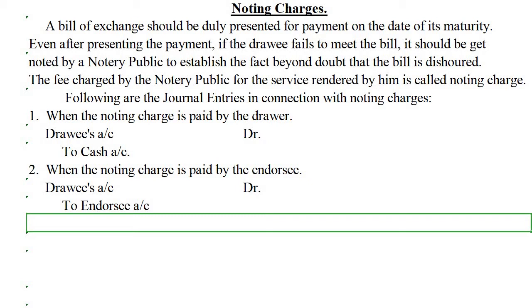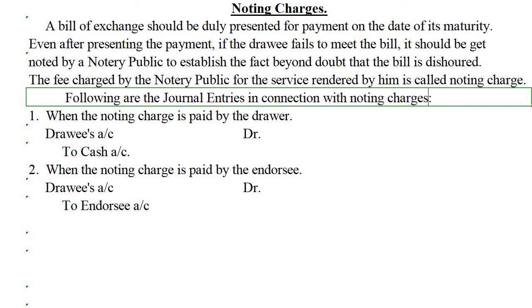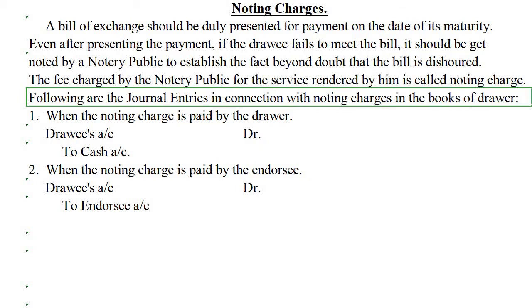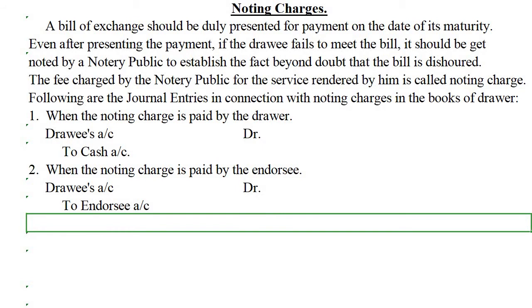In the first case, drawee had to pay the money to drawer. Now drawee has to pay the money to endorsee. So these are the journal entries in connection with the noting charges in the books of drawer. So drawer will write the journal entry like this.